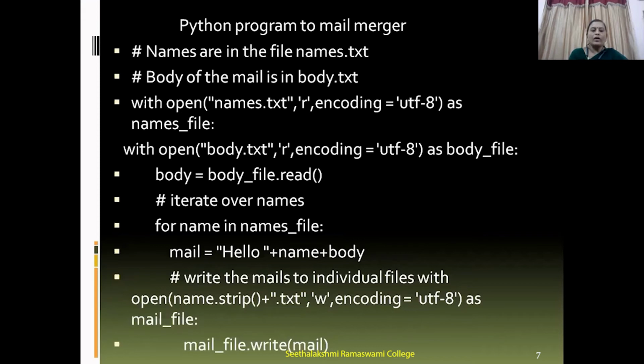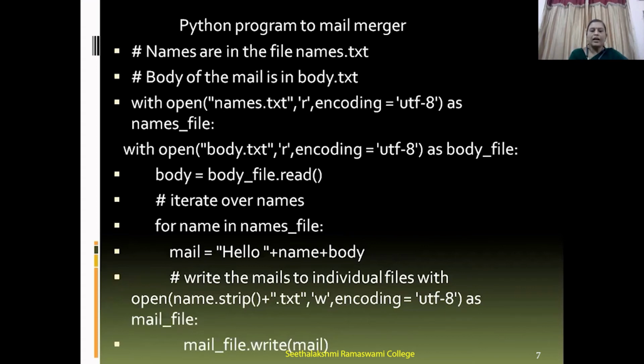Now iterate over names, because so many names or so many mail IDs are there. Those names are stored in the names file. So now a for loop is used for the iteration. For name in names file, mail equals hello. That is, before each and every mail ID, we insert a string hello plus the name, that is the mail ID to whom the mail should be sent, plus the body of the message. This is iterated for all the names in the names file.